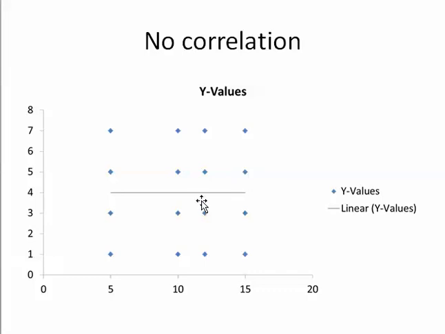So overall, if the dots rise, the data is showing a positive correlation. If the dots drop, the data is showing a negative correlation. And if the dots stay level from left to right, the data is showing no correlation.